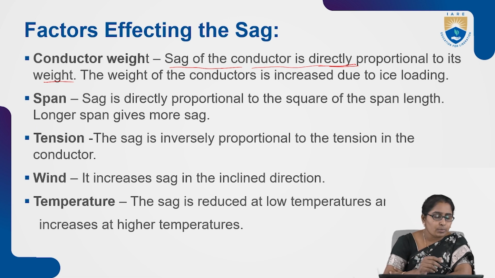Next, second point, span. Span means the distance between the electric poles, right? Sag is directly proportional to the square of the length.